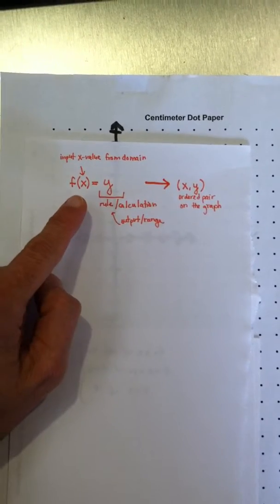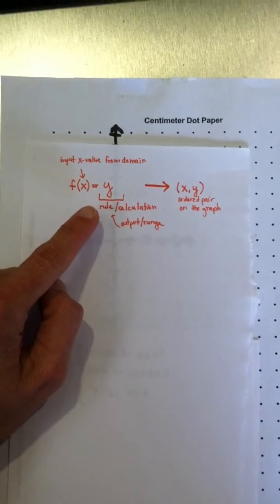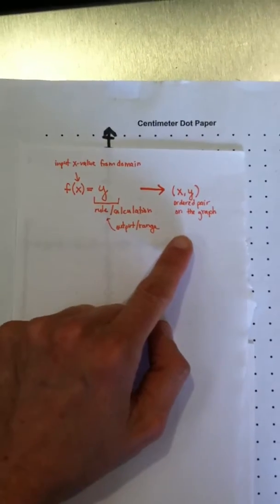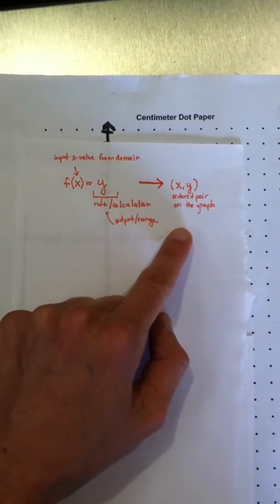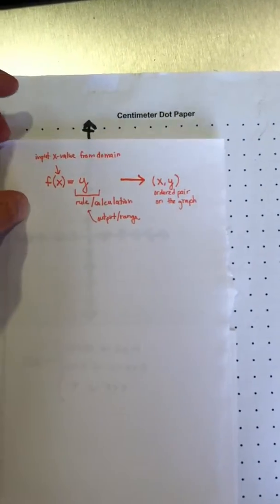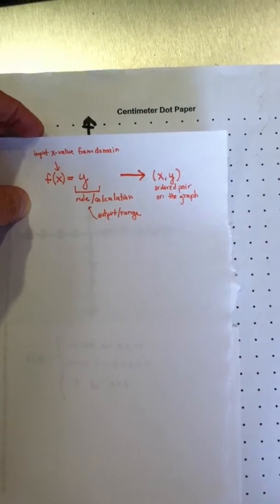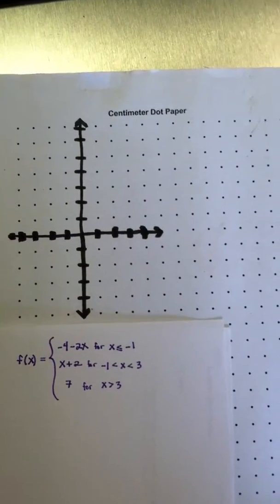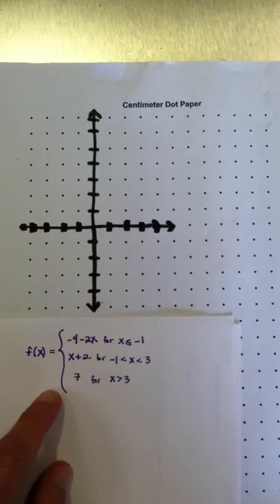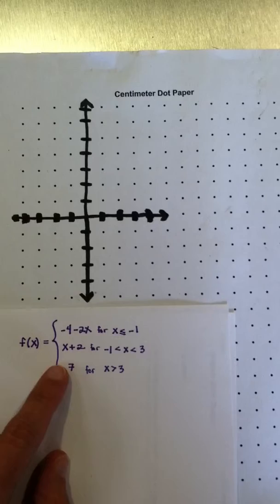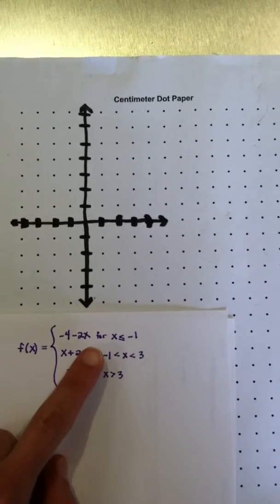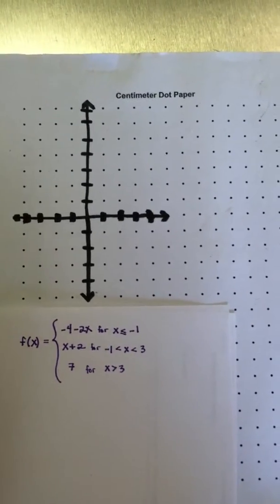So when we plug in an x value and follow the calculation, we get a y value, and that forms an ordered pair that's on our graph. What makes a piecewise function so intimidating is that there are several rules to follow within one function. This piecewise function has 3 different rules or calculations to follow based on 3 different sets of inputs.